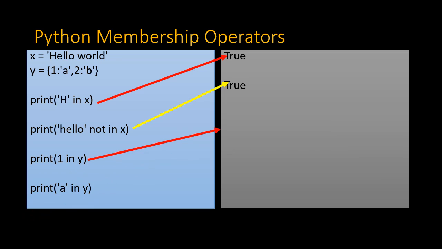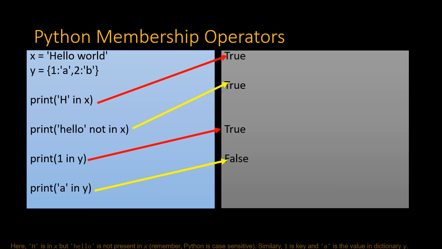Hello not in x is also true, because x holds only the capital H, so hello is not present, so it is true. And next, 1 in y: 1 is considered a key. The key 1 is present in y, so it returns true. And next, a in y is false, because with a dictionary we always compare with the keys only. Here a is not a key, it's a value, so it returns false.